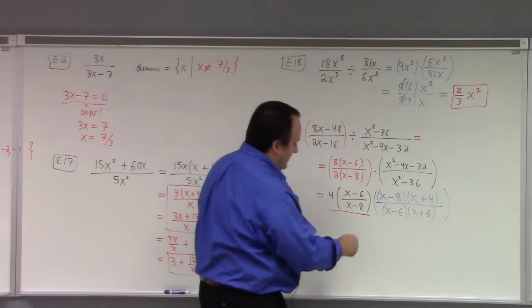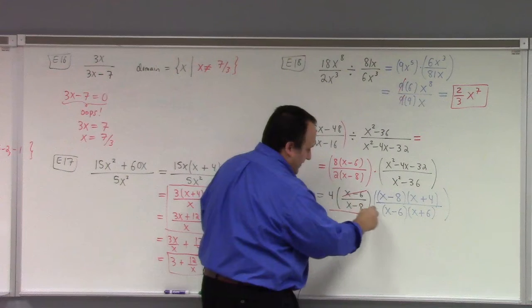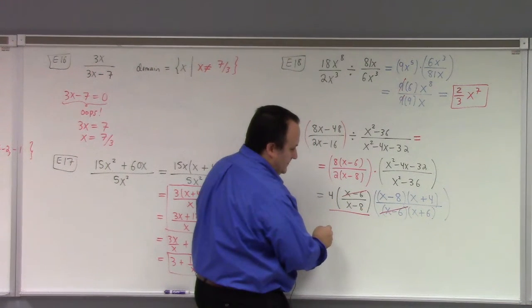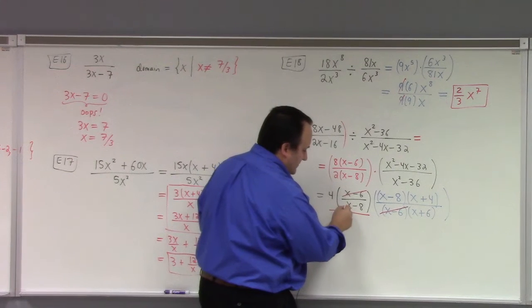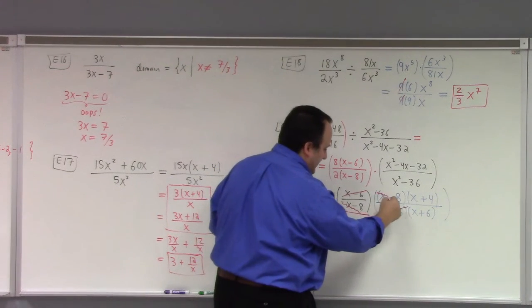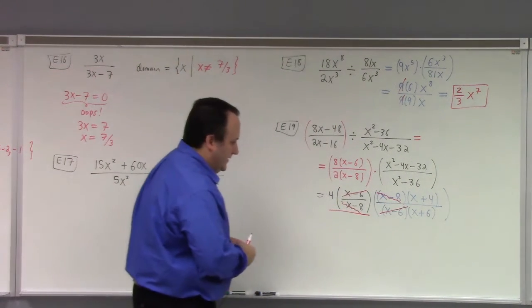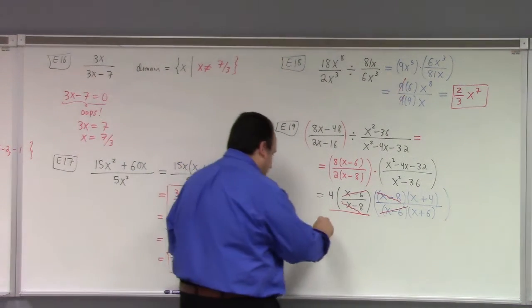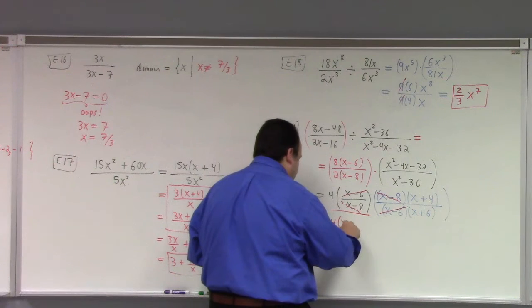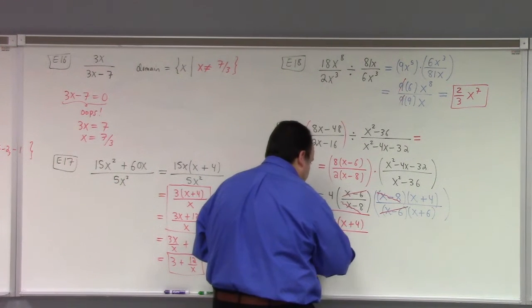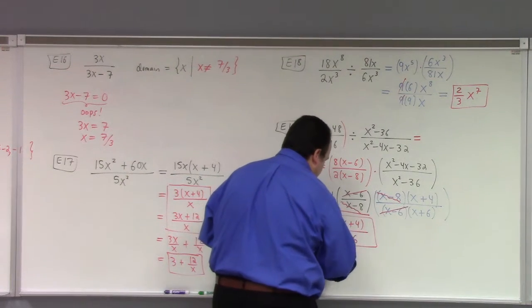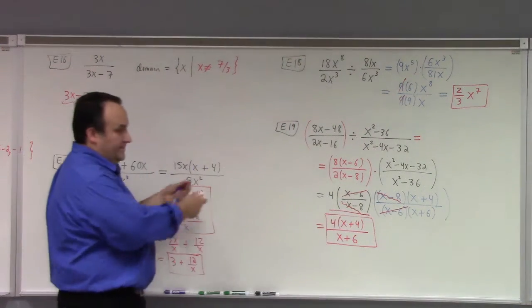Anyway, so this guy cancels with that, right? And this x minus 8 cancels with this x minus 8. And anything else cancel? Nope. So there it is. We have 4 times x plus 4 divided by x plus 6. There you have it. That's that one.